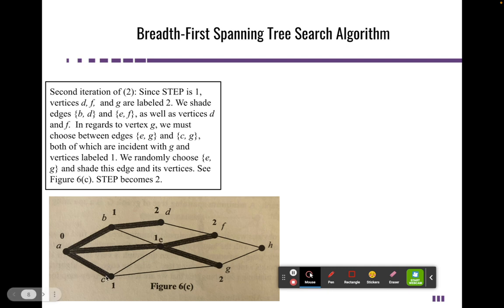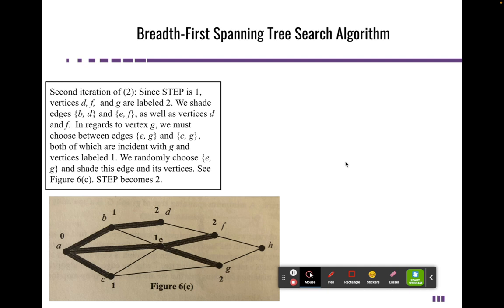And then, interestingly enough, not really sure why we didn't go down there. Let me hit pause for a minute and take a look. Sorry about that. I actually have it right in here. So in regards to vertex G, we must choose between edges EG and CG because both of them are incident with G. And so we can either say CG to get to G or EG to get to G. And so we just had to arbitrarily choose one. And so we chose EG.